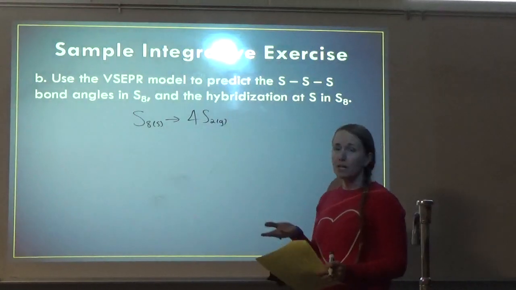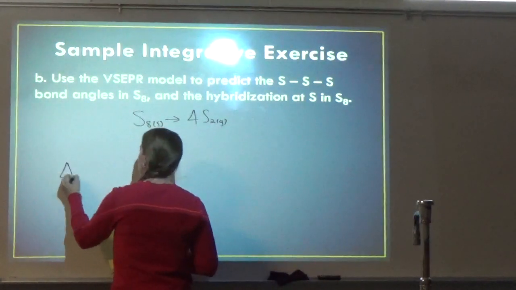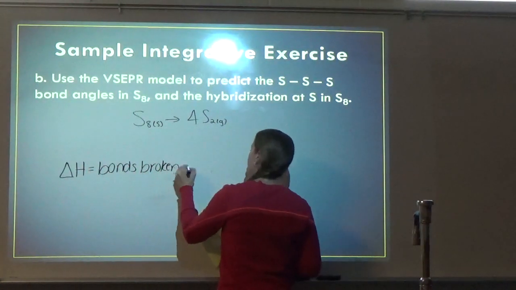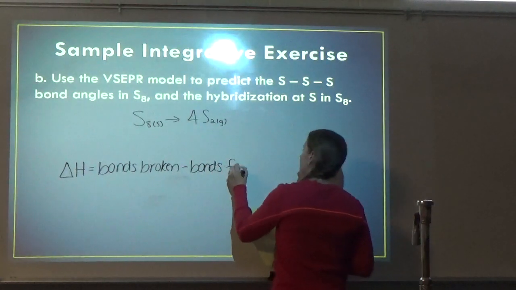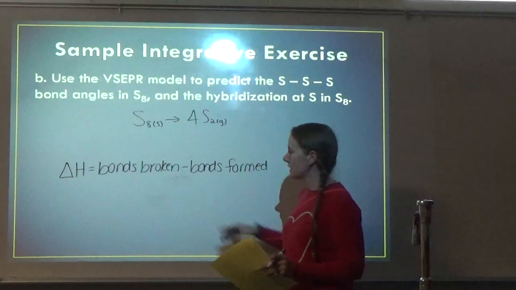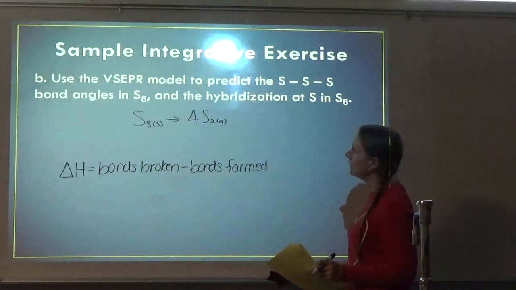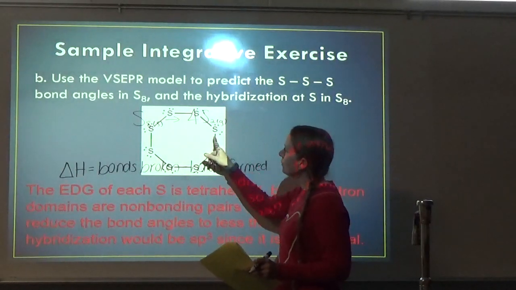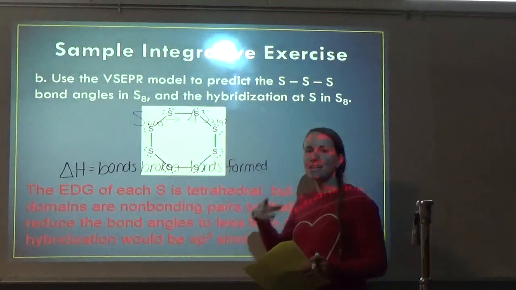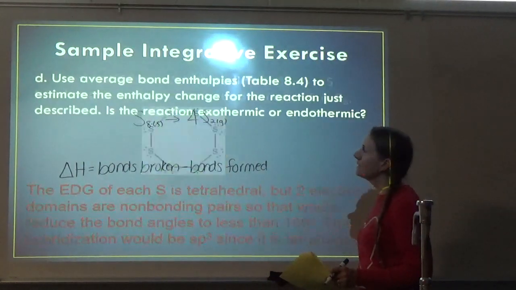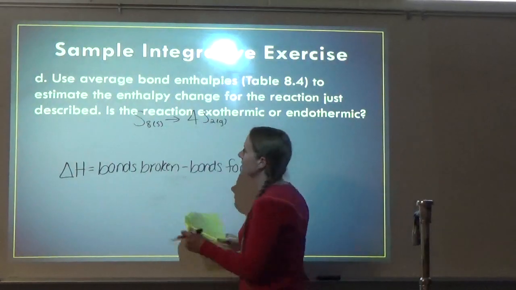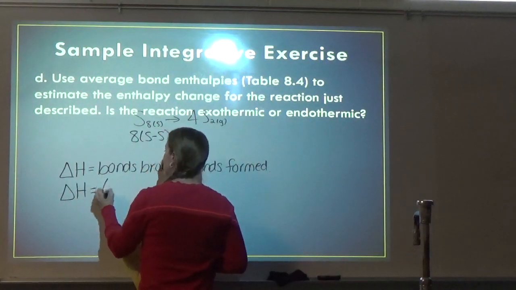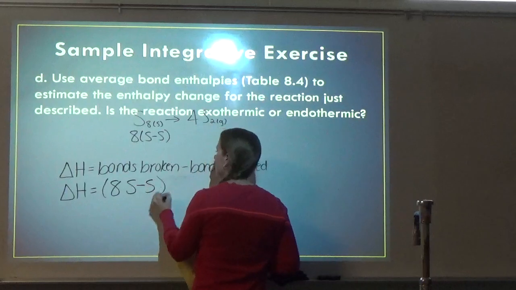All right, so we got to look at bonds broken minus bonds formed, because remember, that's our bond enthalpy. It's bonds broken minus bonds formed. All right, so we already drew this. So here, let me see if I have a picture of it so we don't have to draw it again. So it's right here. Okay, we already drew this, so I can see there's 1, 2, 3, 4, 5, 6, 7, 8 SS bonds. Okay, so I'm not going to sit there and redraw that. So there's 8 SS bonds right here. Okay, so when I do my bonds broken, it's going to be 8 SS single bonds.